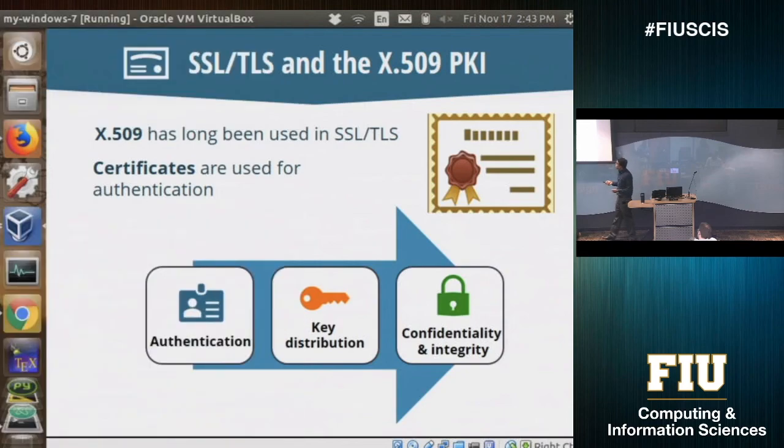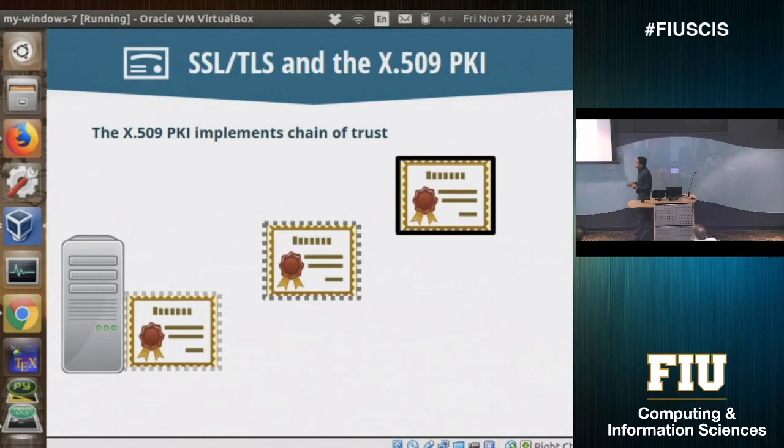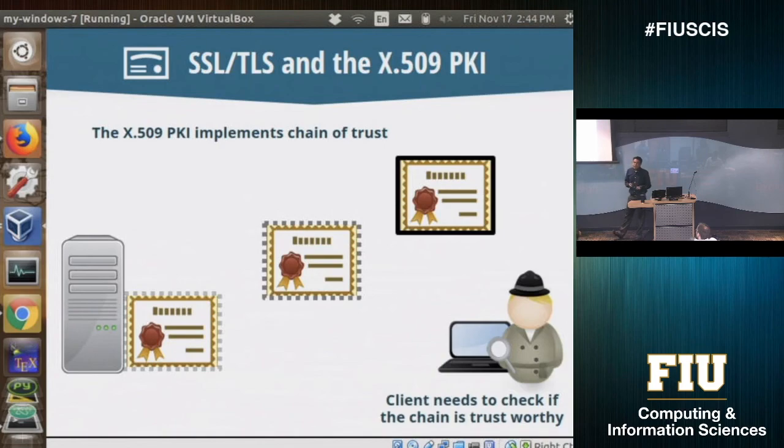X509, this public key infrastructure, is implemented as a chain of trust. As I said, the server presents this chain of certificates to the client, and the client needs to check whether this chain is trustworthy or not. Now that trust needs to start somewhere, and typically this is the trusted key store that your computer has, where the root certificates that your computer trusts are stored. Sometimes it's part of your operating system, or sometimes it's part of the browser.